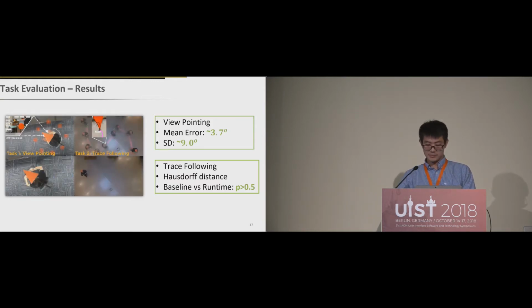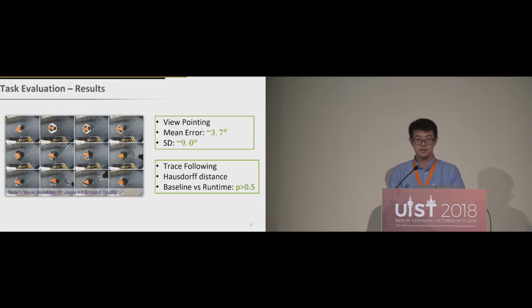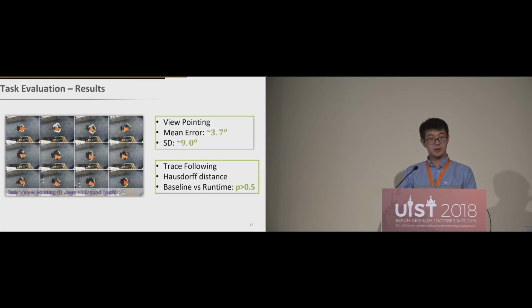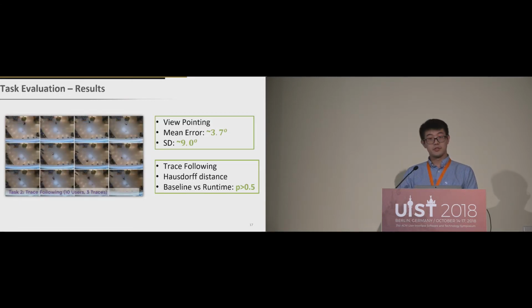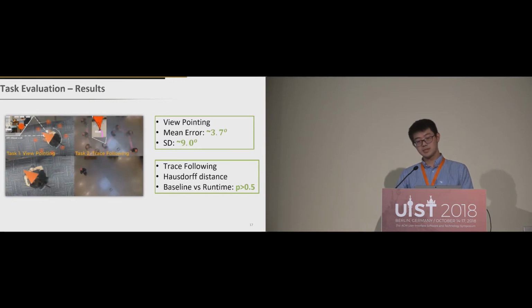So basically, as you can see, here is the result. For the view pointing, we observe an overall mean error of about 3.7 degree, and the standard deviation is about 9 degree. And it is comparable with the suggested viewfinder frustum FOV, which is about 8 degree.